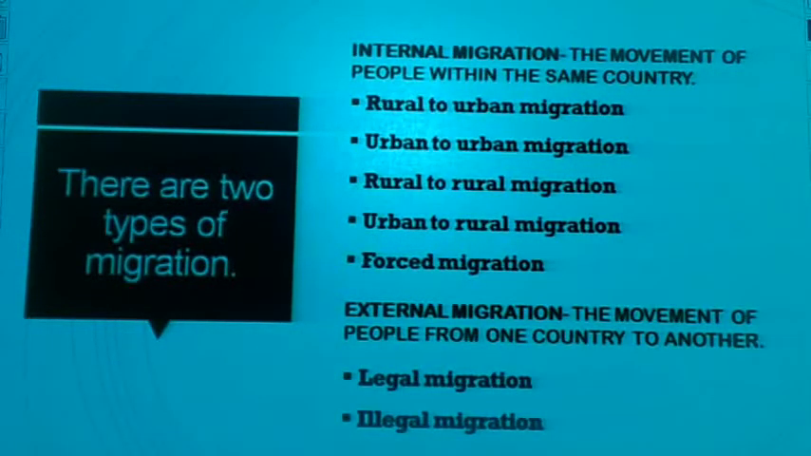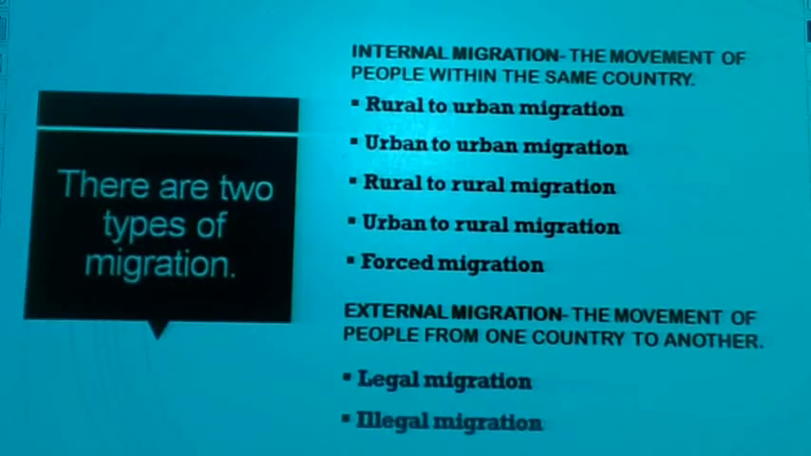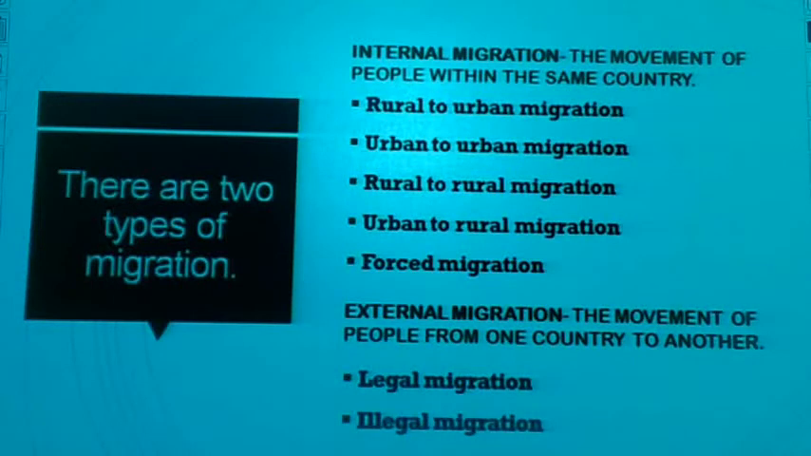Now, external migration is of two types: legal and illegal. In legal migration, people emigrate from their home country with the legal permission of the receiving country. And in illegal migration, people move out from their country without any legal permission. This happens by crossing the borders illegally.